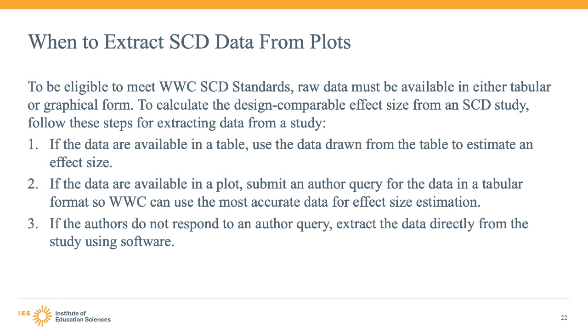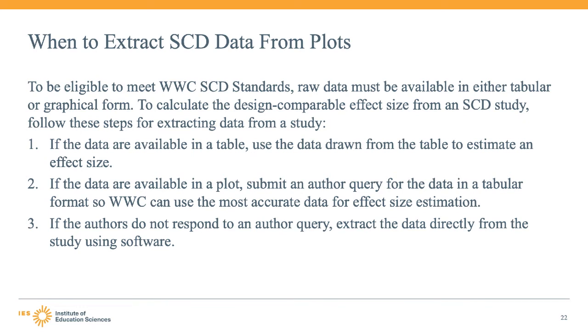Remember, to be eligible to meet the WWC's single case design standards, raw data must be available in either tabular or graphical format. There are 3 possible ways to obtain data for estimating an effect size, and the WWC prefers them in the following order. First, if the data are available in tabular format in the study, use the data drawn from the table to estimate an effect size. Many single-case design studies will not have data available in tabular format, and if so, move on to the next step.